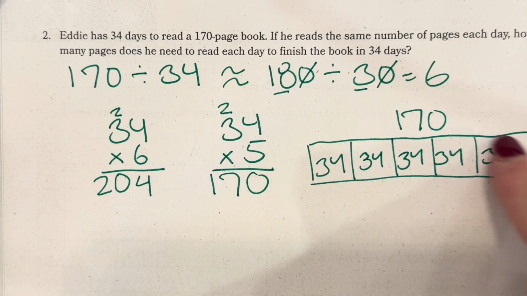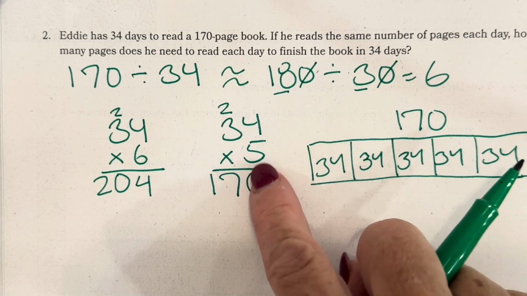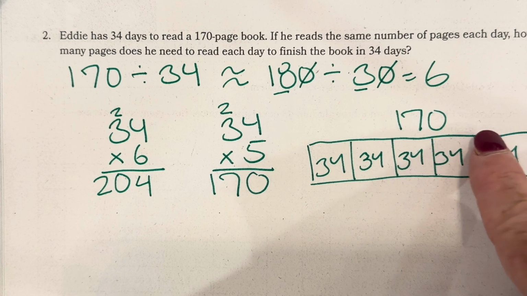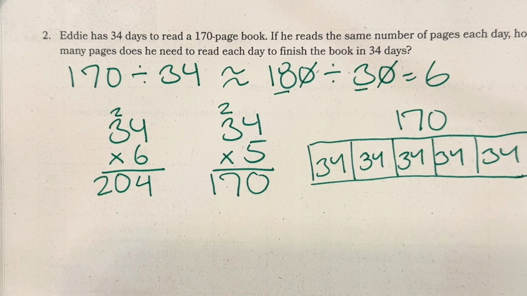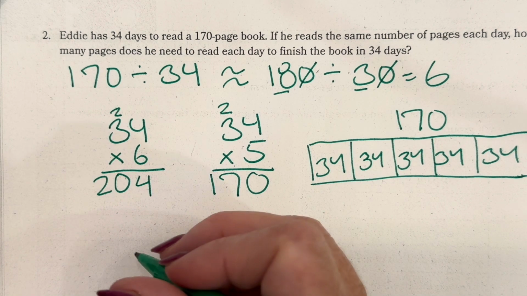So the tape diagram I don't really love for this, but it does work for our division problem. So we're going to have 5 groups of 34, which means really for the story problem though, he needs to read 5 pages each day. Okay, so let's check this using the standard algorithm though.